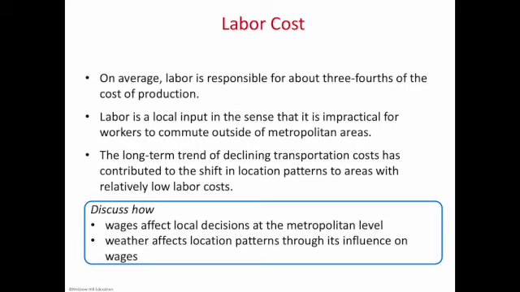Discuss how wages affect location decisions at the metropolitan level. Weather affects location patterns through its influence on wages.